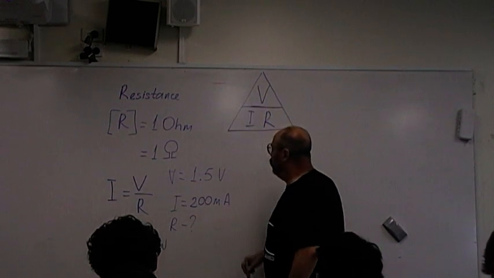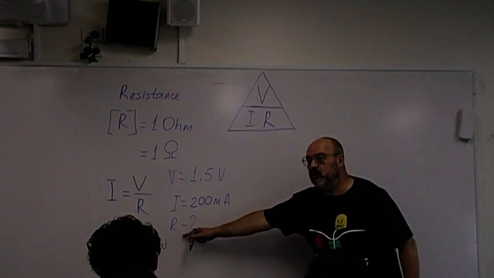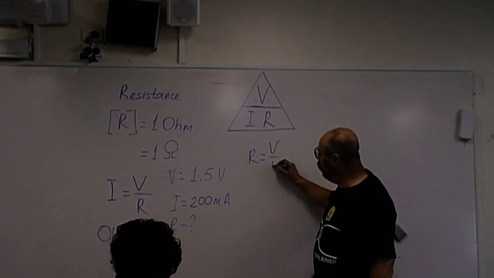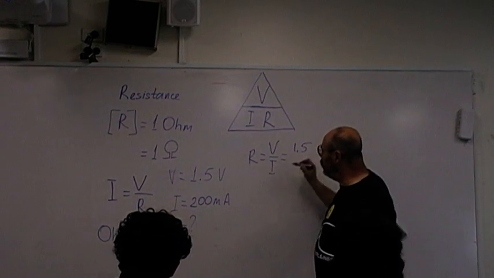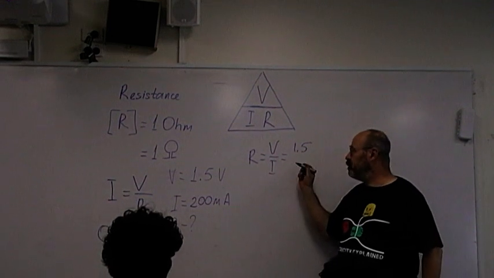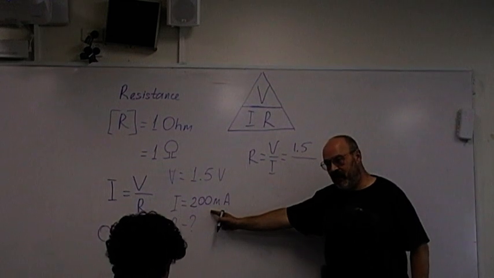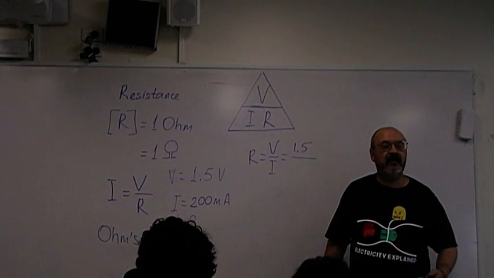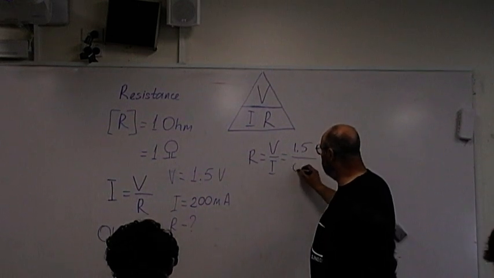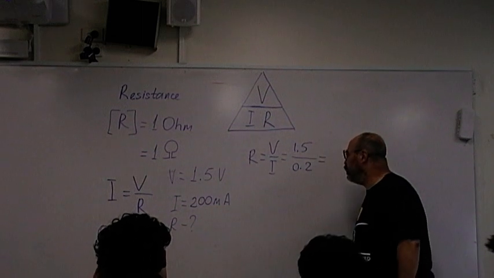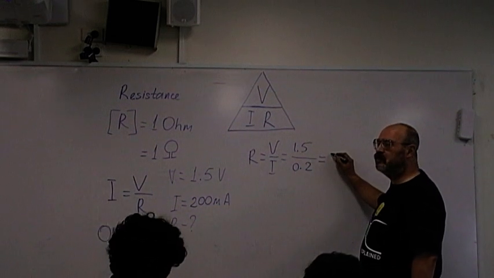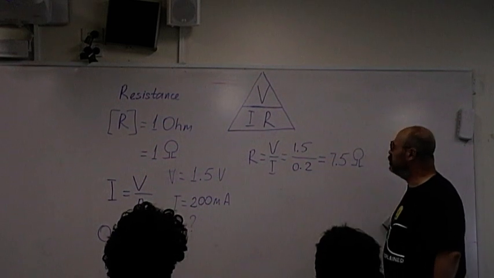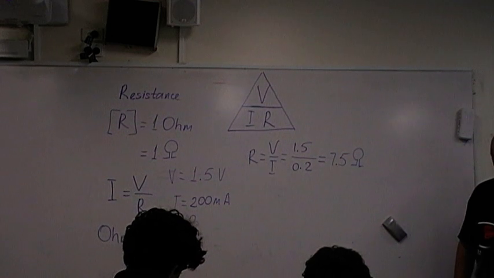So what are we looking for? Resistance. So we cover resistance. What does resistance equal? Voltage over current, so 1.5 divided by, but what should we put instead of current? We cannot put milliamps. It will be 0.2, because to turn milliamps into amps, milli means 1,000th, so we divide by 1,000 and it will be 0.2. And it will be equal to 7.5. Good calculation skill, 7.5 ohms. Make sense? Yeah.